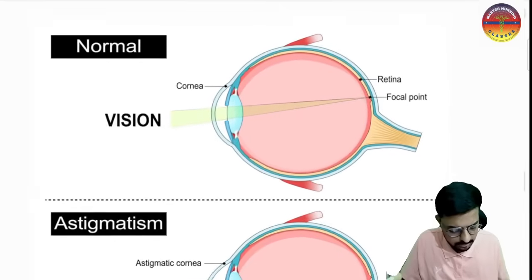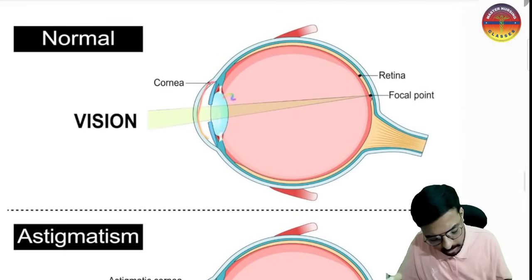Okay, so you can see normal vision is like this: we have a normal curvature of the cornea, and a normal curvature of the lens.